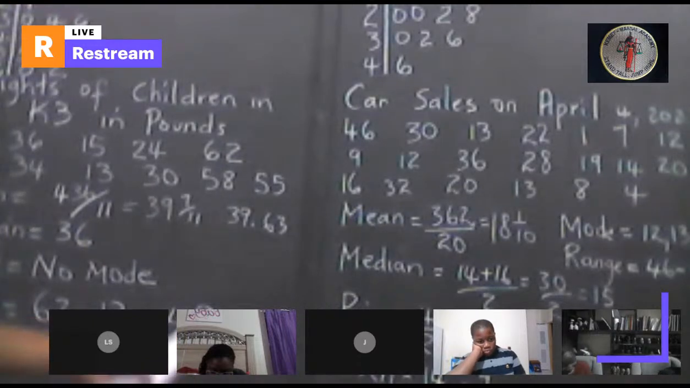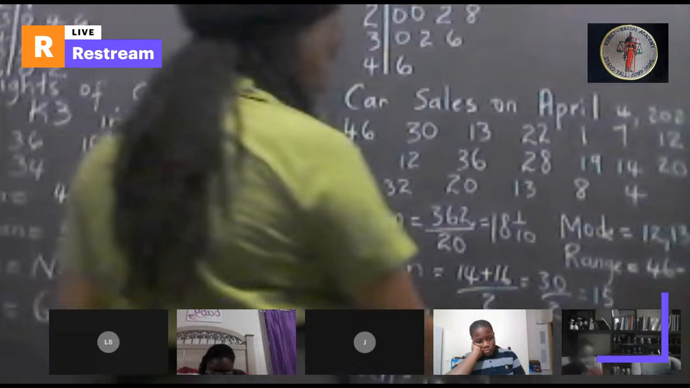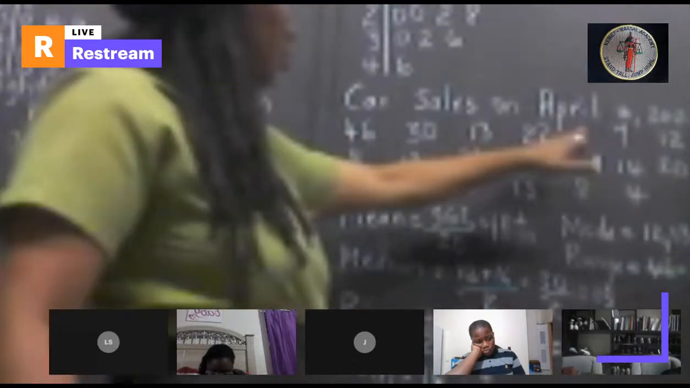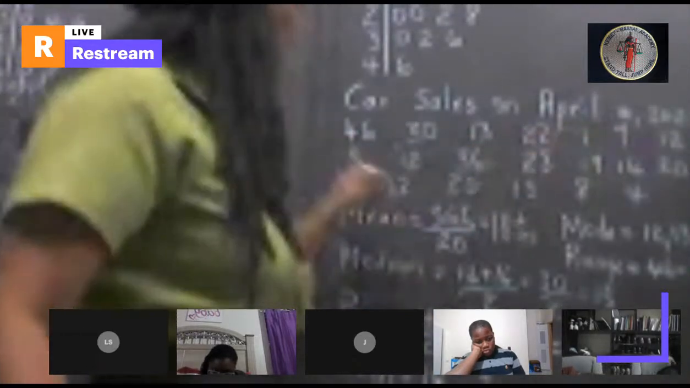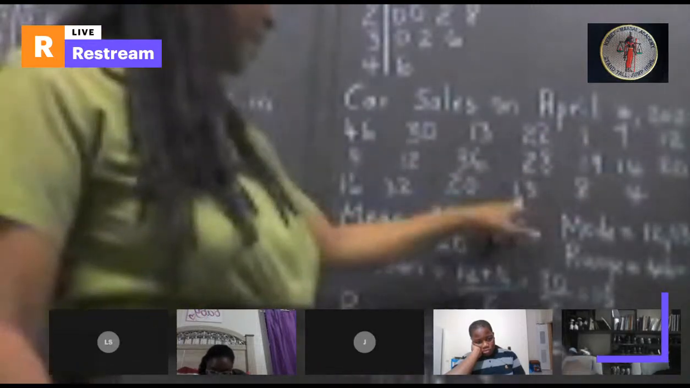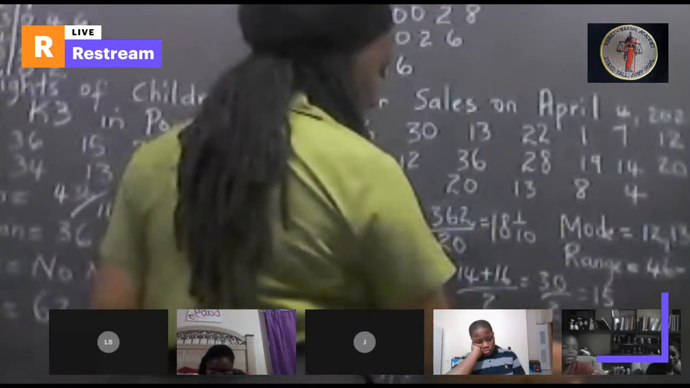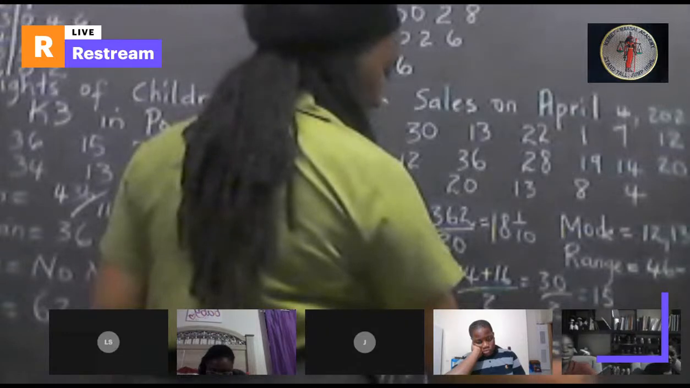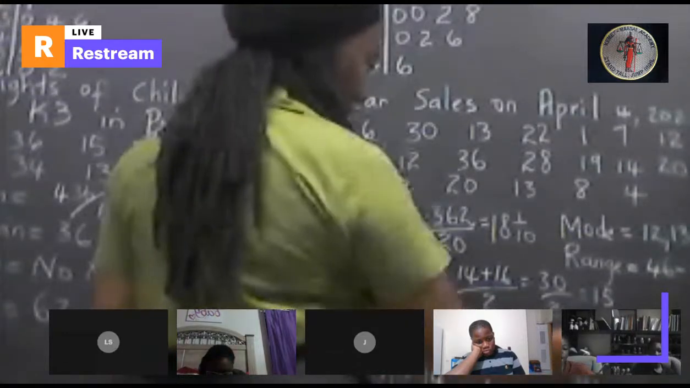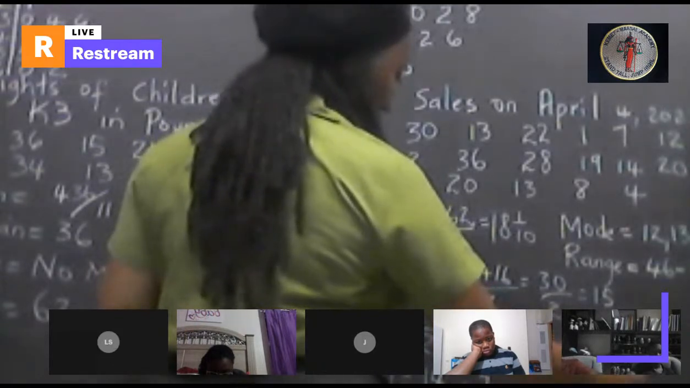What's the probability of having an odd number set of cars sold? So let's count the odd numbers. 1, 2, 3, 4, 5, 6. 6 odd numbers out of the 20 salesmen. 6 salesmen sold odd number sets of cars, and 6 over 20 cancels to 3 over 10.